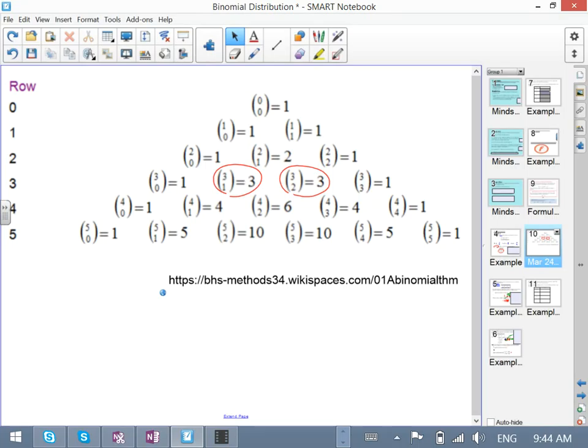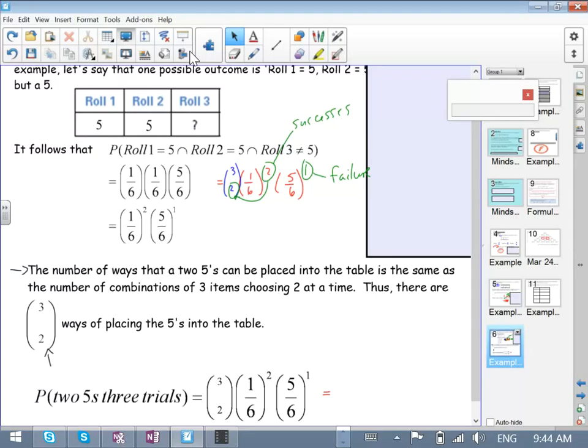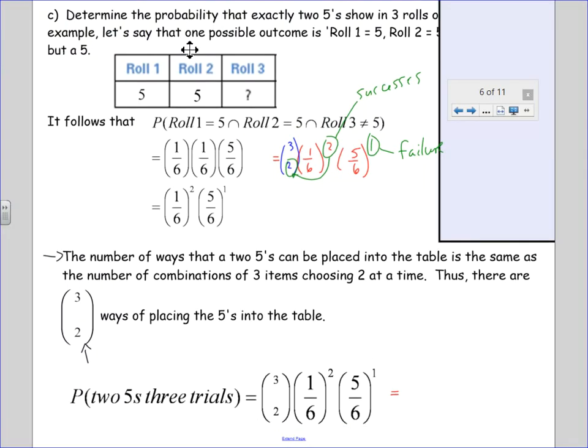So moving back into where we were, let's go full screen on this. So 3 choose 2 is equal to 3. So that probability would be 3 multiplied by 1/6 squared multiplied by 5/6.